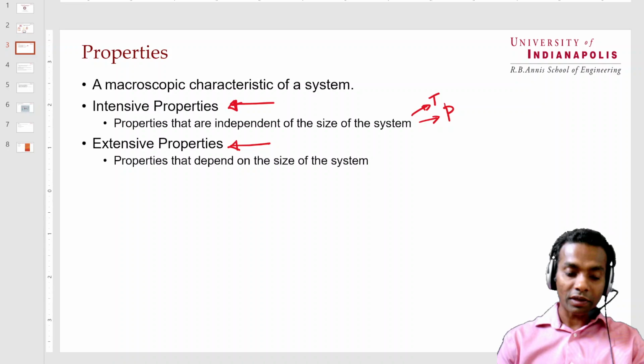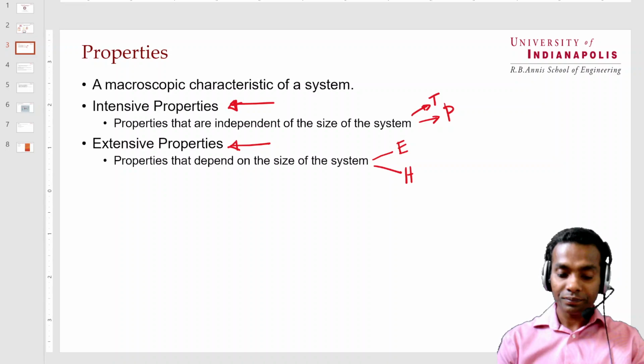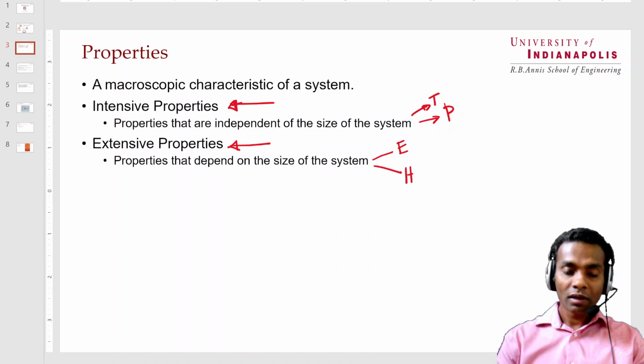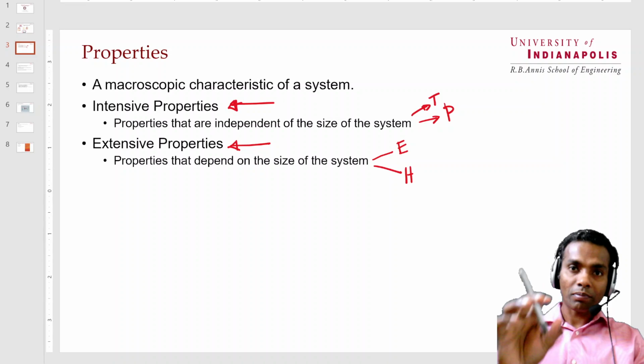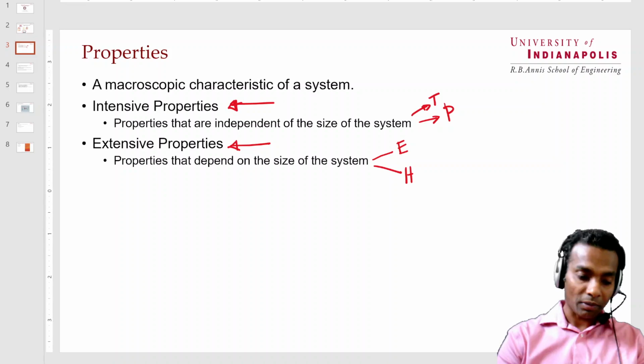And extensive properties are the properties that depend on the mass or extent of the system. Energy is such a property, and we have talked about enthalpy as another property that depends on the extent of the system. So properties are macroscopic characteristics of the system, and the systems can be properly defined by the properties.